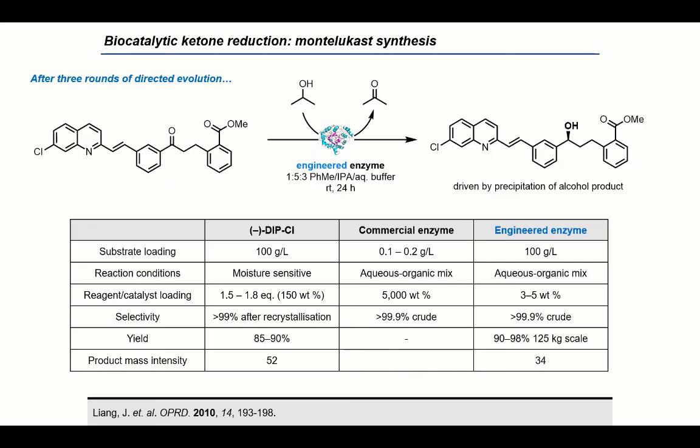The yields were slightly improved compared to the DIP-chloride reduction, and the process mass intensity was reduced from 52 to 34. Process mass intensity, for those who aren't familiar with the term, is a measure of greenness of a process. It is defined as the ratio of the total mass of the reactants to the mass of the obtained product. All in all, the corrosive, moisture-sensitive, poorly atom-economic DIP-chloride reduction was replaced by a much greener biocatalytic reduction through the power of directed evolution.